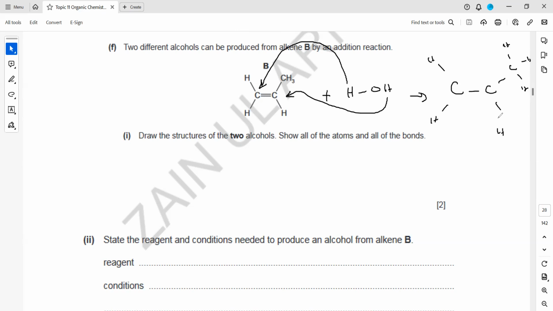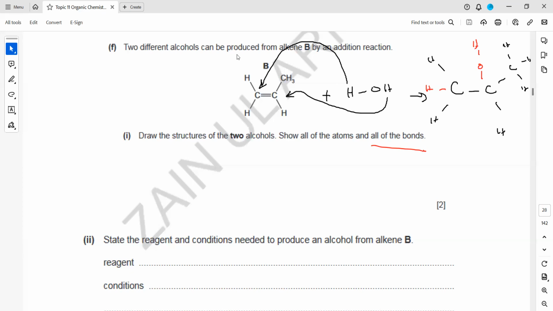The first possible product is one that will have a hydrogen attached, another with OH attached, which is propan-2-ol. I can draw the OH up. And if I have to show all the bonds, then writing OH is not correct, because I have to show even the bond between oxygen and hydrogen. So this is one possibility.